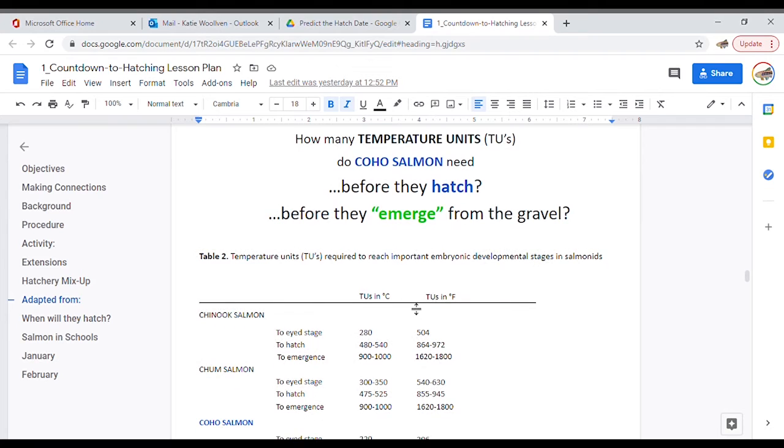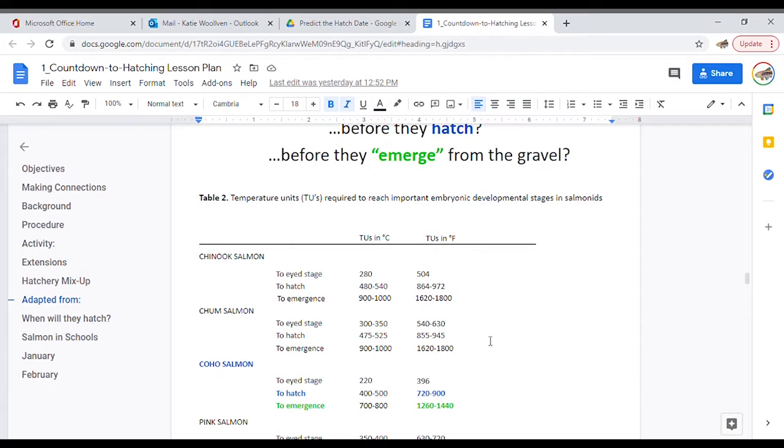I'll show you this first. This is a little sign I gave to a lot of teachers a couple years ago that shows different salmon species and how many temperature units they need, how much heat they need from their water, in order to reach different developmental stages. For coho to become the eyed egg stage, they need 396 temperature units. Before they hatch, they need 720 to 900 temperature units. And to emerge, which means to start swimming, they need 1260 to 1440. And it's different for different species.